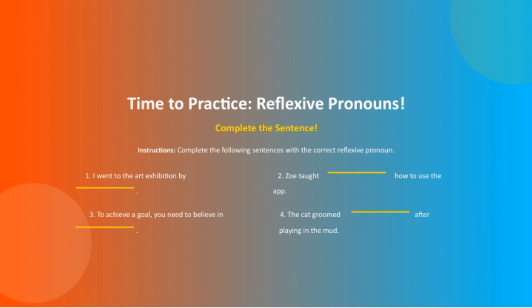As you practice, try to remember the key reflexive pronouns: myself, yourself, himself, herself, itself, ourselves, yourselves, themselves. Using the correct one depends on the subject of the sentence. By mastering this, you'll improve your ability to express actions that are done by and to the same person or thing, which is a fundamental part of effective communication. Keep practicing these sentences, and you'll find it becomes more natural over time.